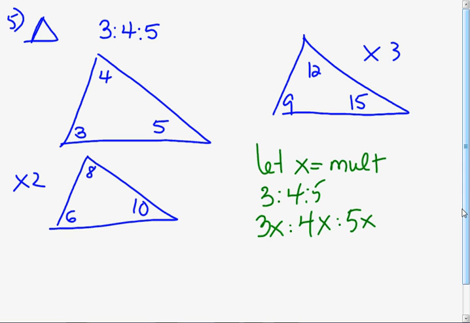This is number 5. It says the ratio of the angles is 3 to 4 to 5. You could have an angle of 3 degrees, 4 degrees, and 5 degrees, but it doesn't add to 180. You could do it twice that. You could do it 3 times that. You could do it 10 times that. It will take you time to do it. So I don't know what it is. So I'm going to let it be x.